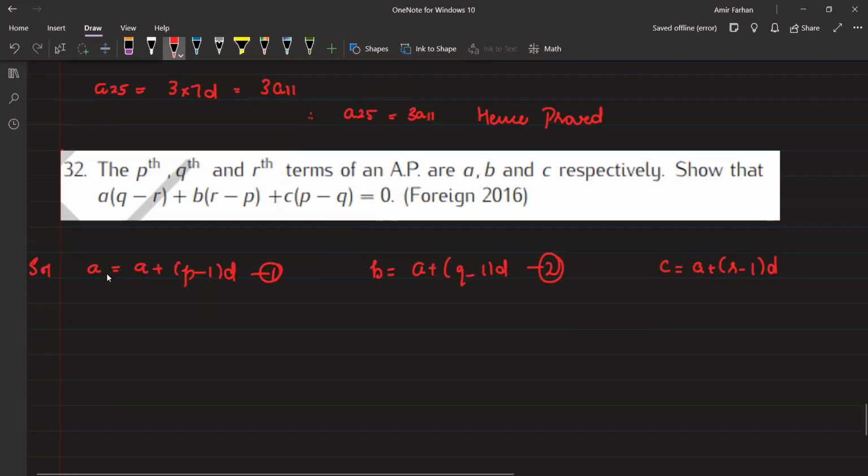Now, Zainab, see this. Here A can be cancelled out, because A will become negative when you shift it to the left side. So basically your D comes out to be 1 by (p minus 1), because it's in multiple. Okay, right. This step. Yes, sir.